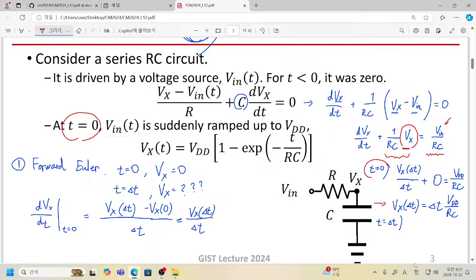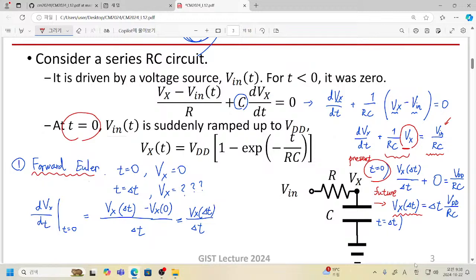Here we are now talking about the t equal to 0 case, but the solution we get is the voltage at t equal to delta t. So by evaluating our equation at the present case, now we get the solution at a future point. So that is done by what? Done by our Forward Euler scheme.